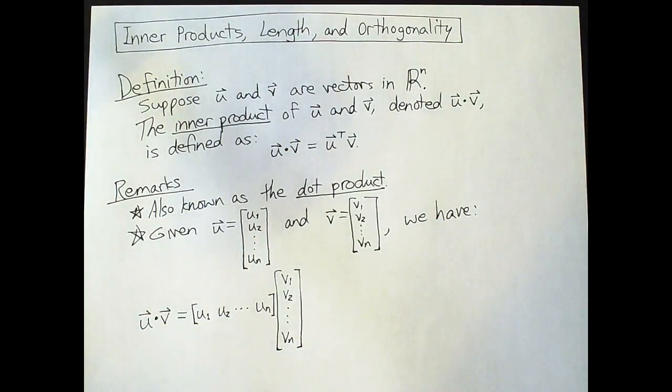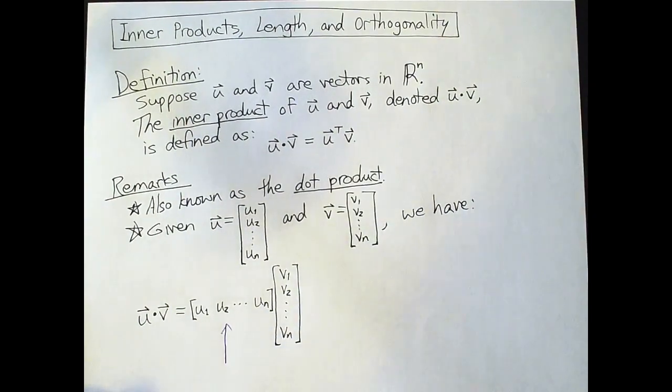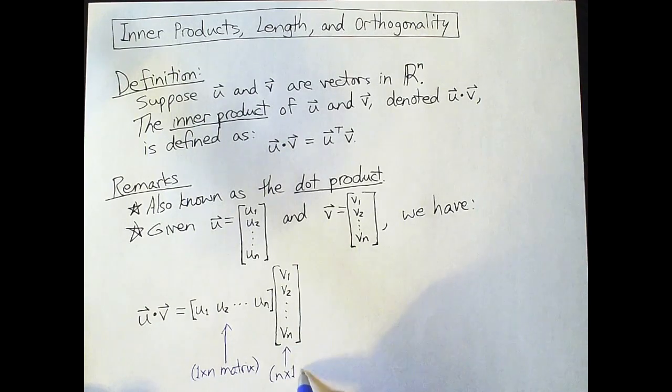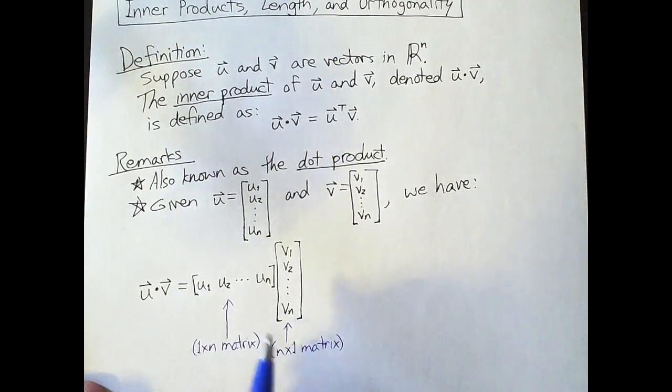Well, let's look at the sizes of these. As a matrix, this is a 1 by n matrix. And as a matrix, this is an n by 1 matrix. So one of them has one row, the other has one column. And look at that, the sizes do match up. Because remember, for matrix multiplication, we need this number and this number to be equal to each other. And they are. They're both n, whatever positive integer n is.